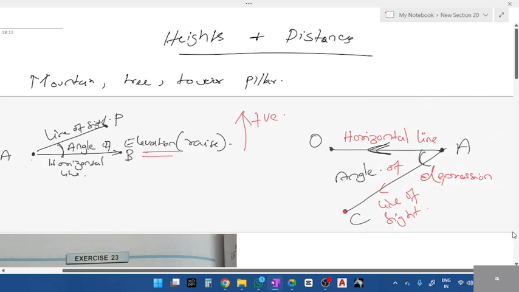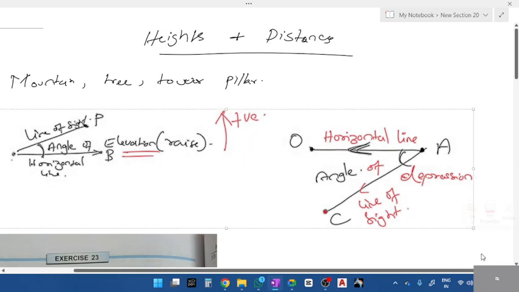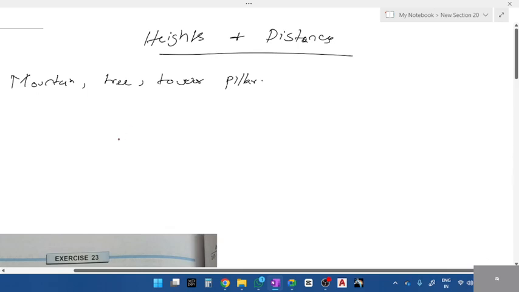So to elevate is to look above the horizontal line. Depression is below the horizontal line. Next. We are at O. From A you have to look at point O.